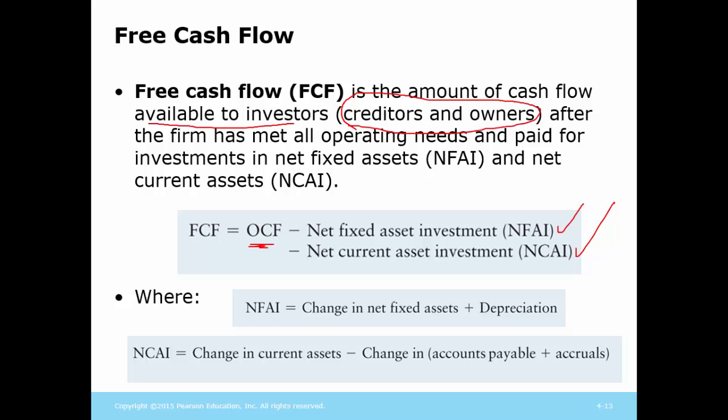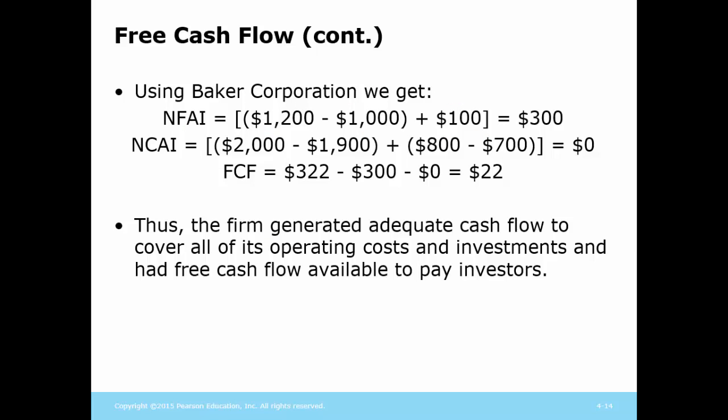Now we'll talk a little bit about why this is important. Why don't we just use current liabilities? But in the end, we only want to look at those current liabilities that are non-interest items, because we want to look at the cash available to creditors and owners. So anything that has an interest associated with it, we don't want to incorporate in this calculation. So the net fixed asset investment for this company ultimately was $300. The net current asset investment was $0. So the free cash flow of the company was $22.